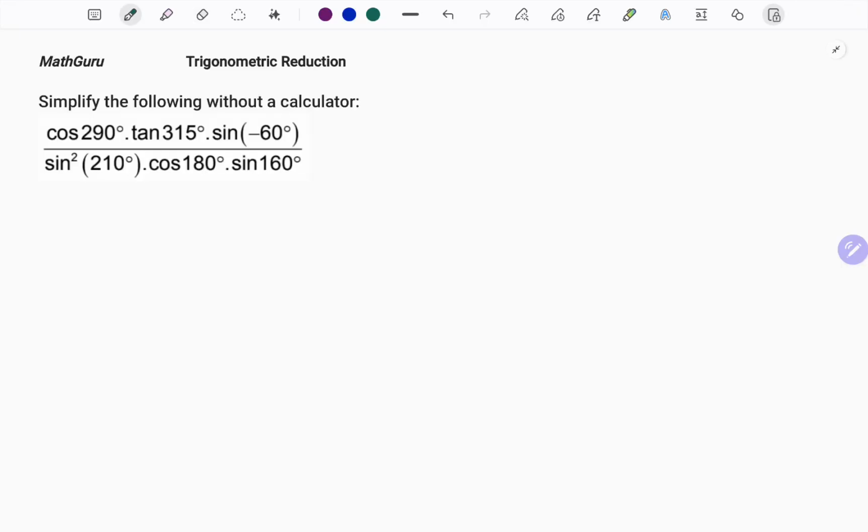In this video, I'm going to show you how to simplify the following trigonometric expression without the use of a calculator.